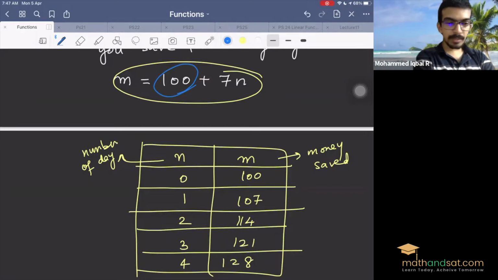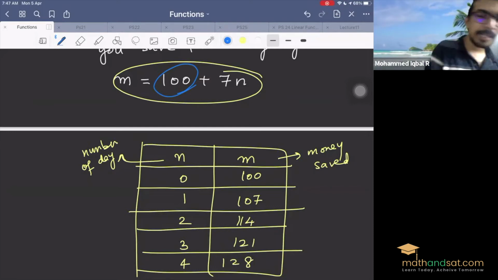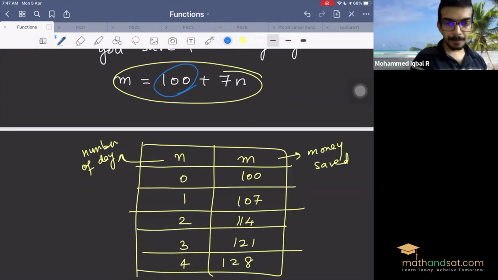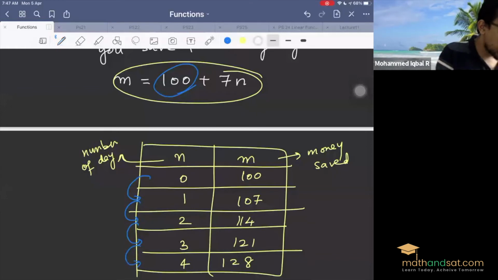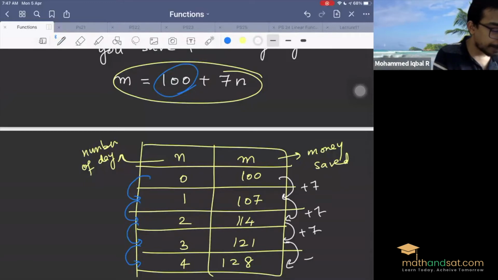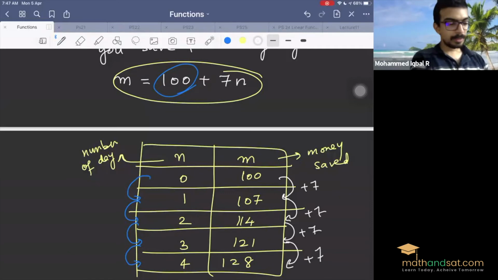And what is the significance of the number 7 here? When you change the input by 1 unit, the corresponding change in output is your 7. Got it?